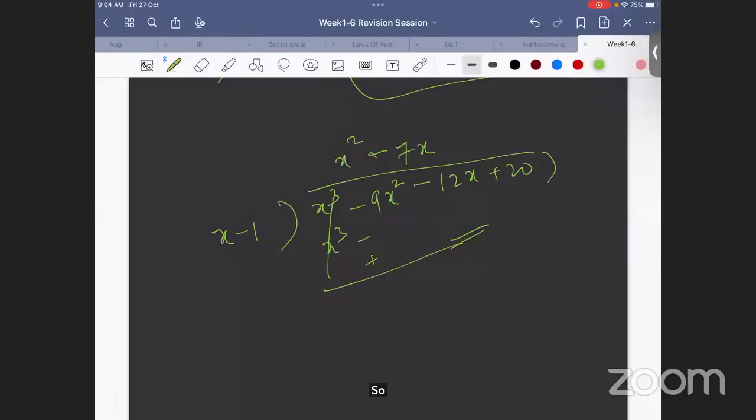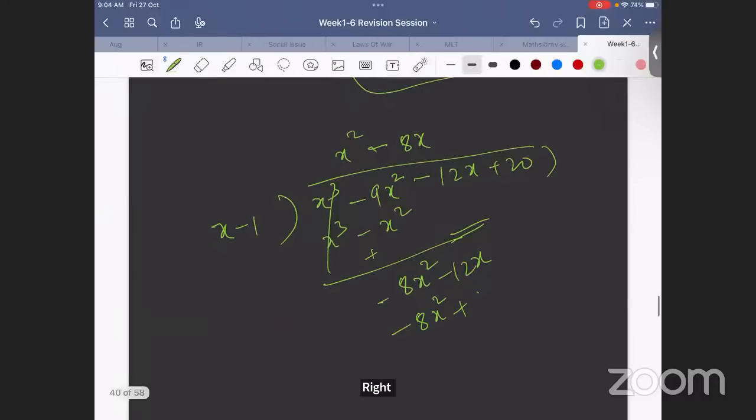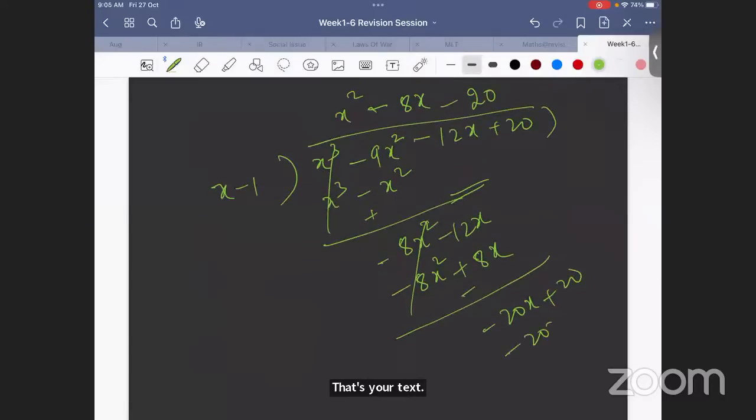Okay. So this will be x square. So we'll be left with minus 8x square minus 12x. Now what is the value here? Minus 8x. Minus 8x square plus 8x. The 8x gets cancelled. Now it will be left with minus 20x plus 20. So minus 20x plus 20.